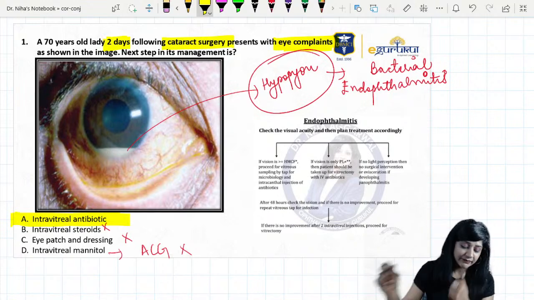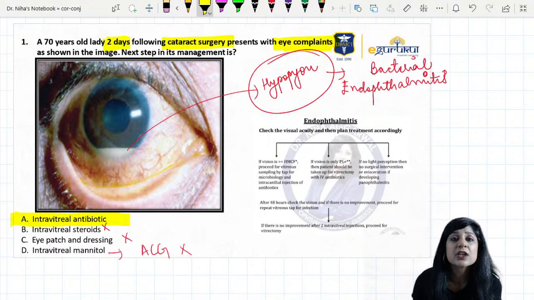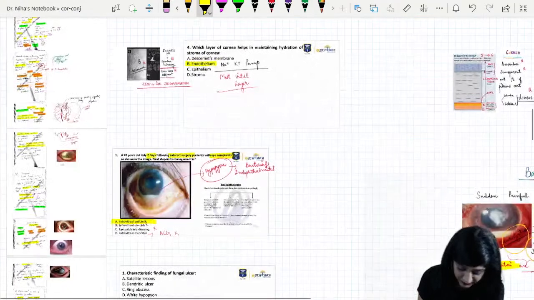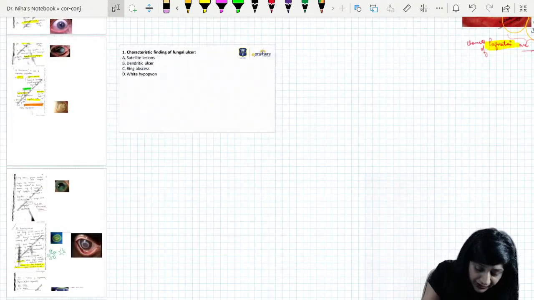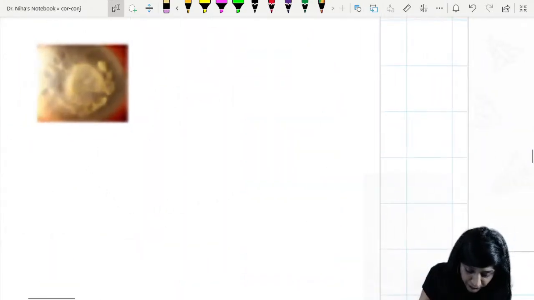Answer will be your intravitreal antibiotic. So this is how you can get a clinical scenario also over this. Alright. Now we will try to see a different kind of ulcer.